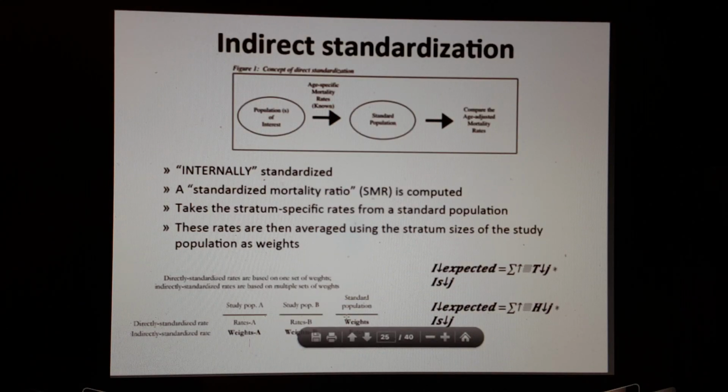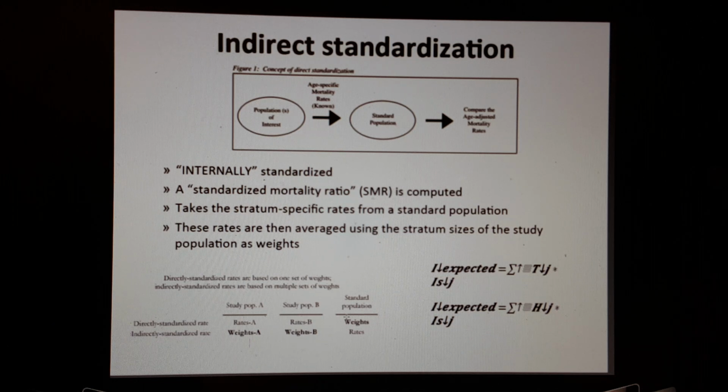So now for indirect standardization. And at the end of the lecture, we'll get to why you would use one over the other. For indirect standardization, you're internally standardizing. You're calculating a standardized mortality ratio, and it takes the stratum-specific rates from a standard population, and then they're averaged using the stratum sizes of the study population as weights.